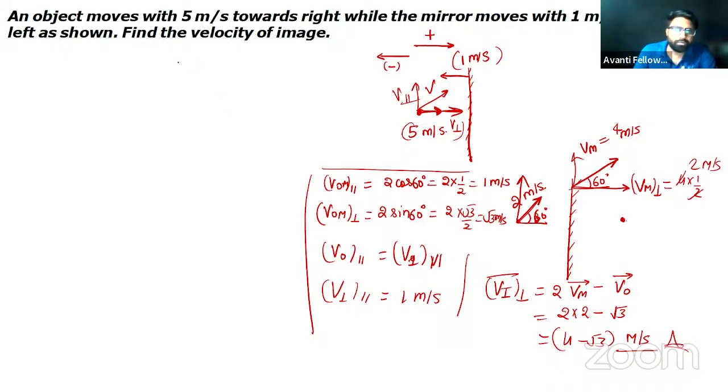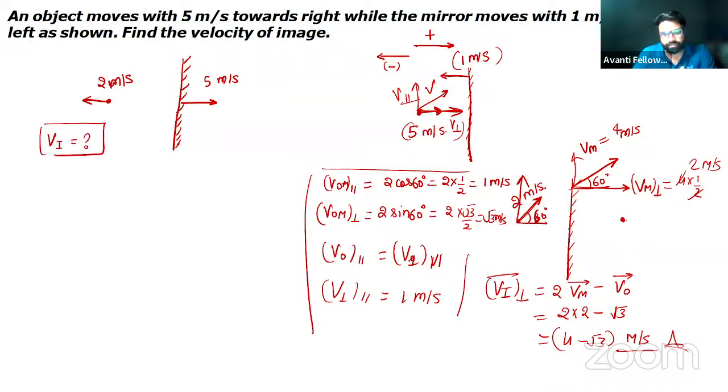I'm giving you one more question to solve. This is the mirror which is moving in this way with velocity 5 meter per second. An object is moving in this way, opposite way of it, with velocity 2 meter per second. Find out the velocity of image. Everyone, try to solve it.